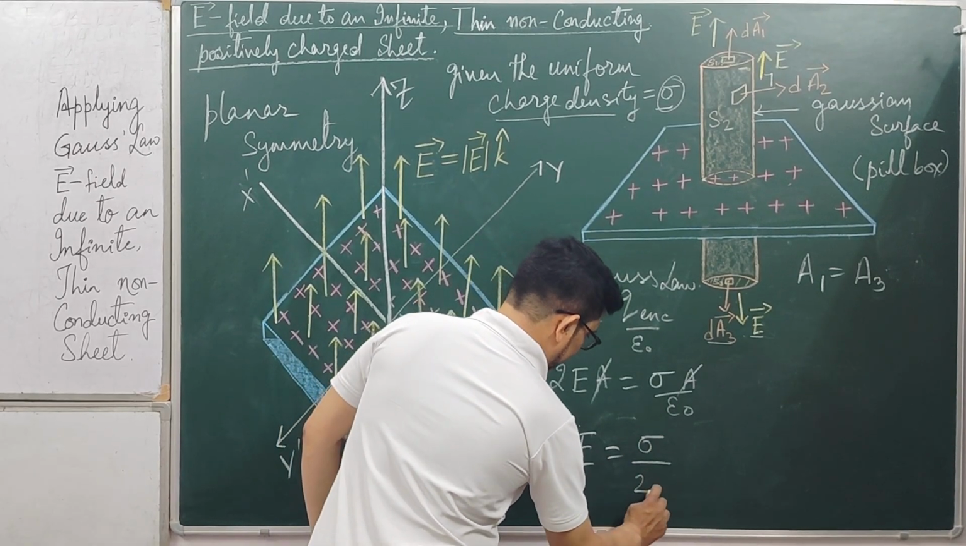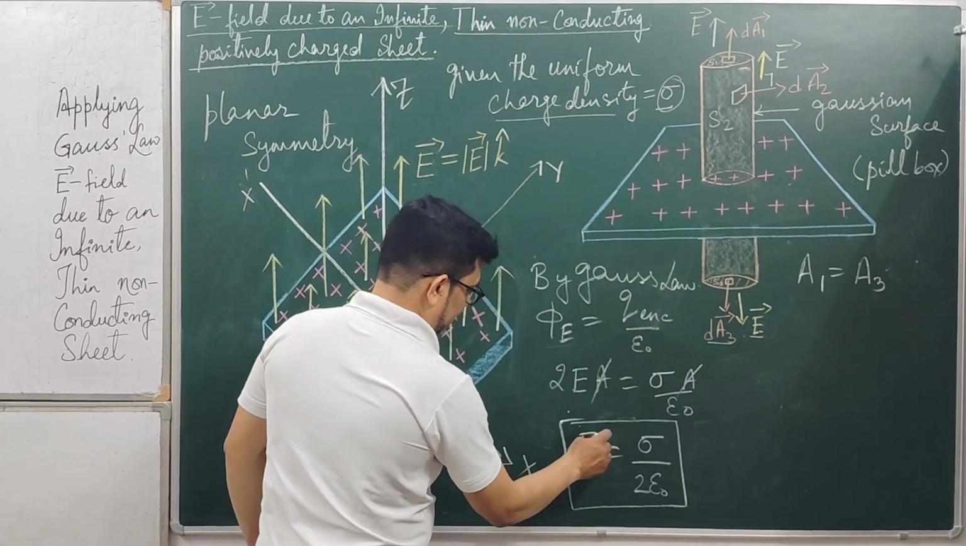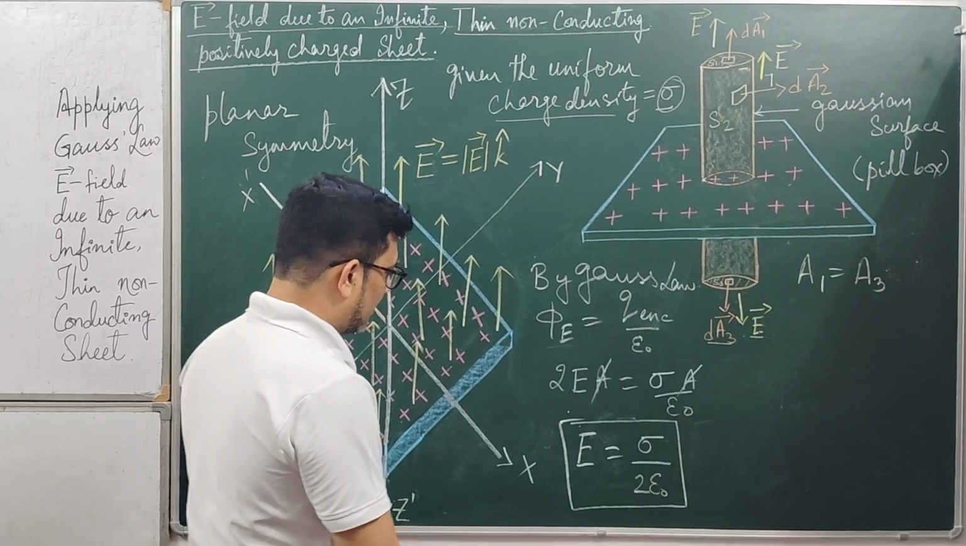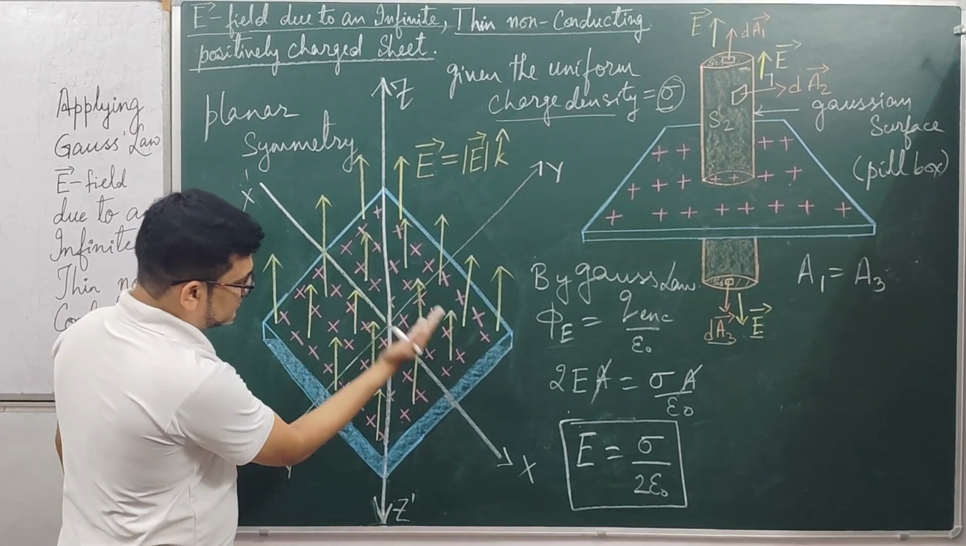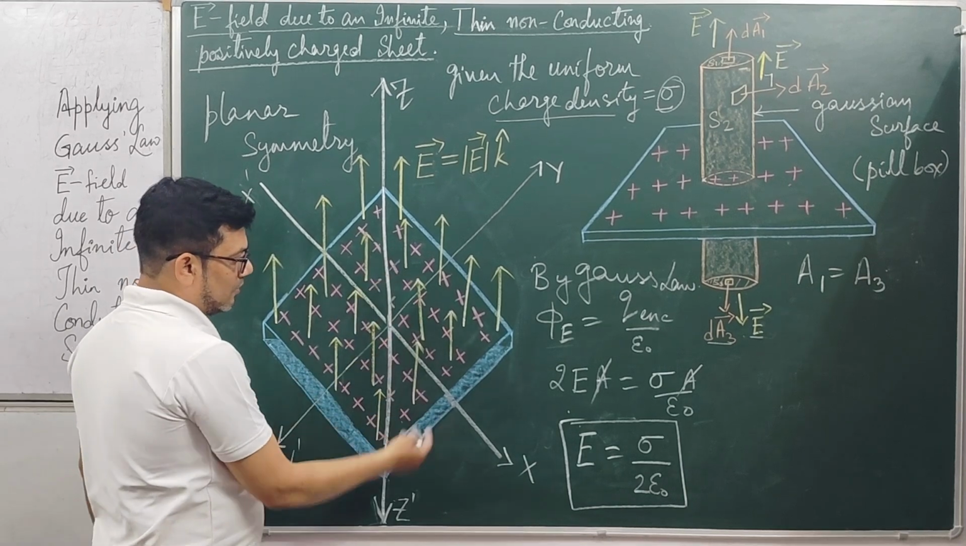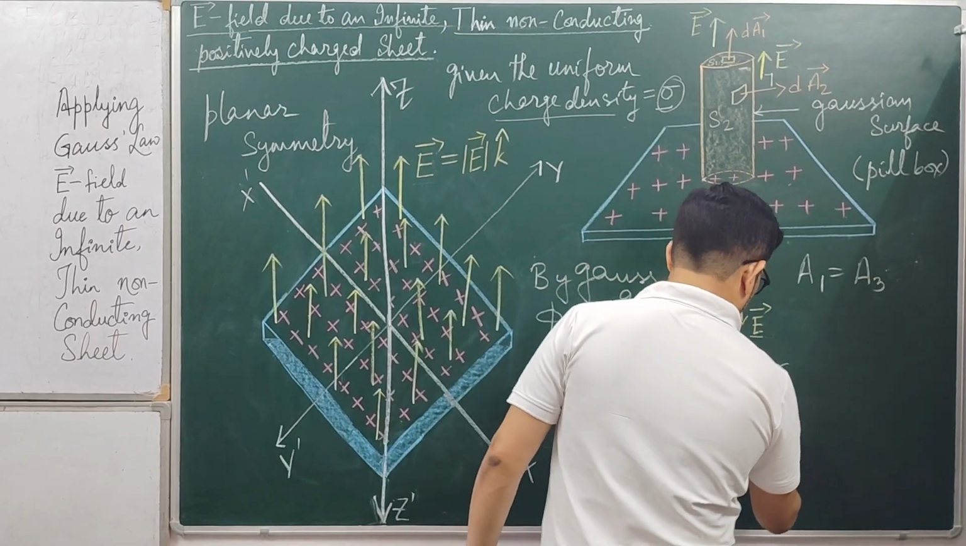Sigma divided by twice of epsilon naught in the denominator. This is what we get, the electric field. Now, be mindful of the situation that this electric field is symmetric above and below. So we have here two situations. We can write it here.